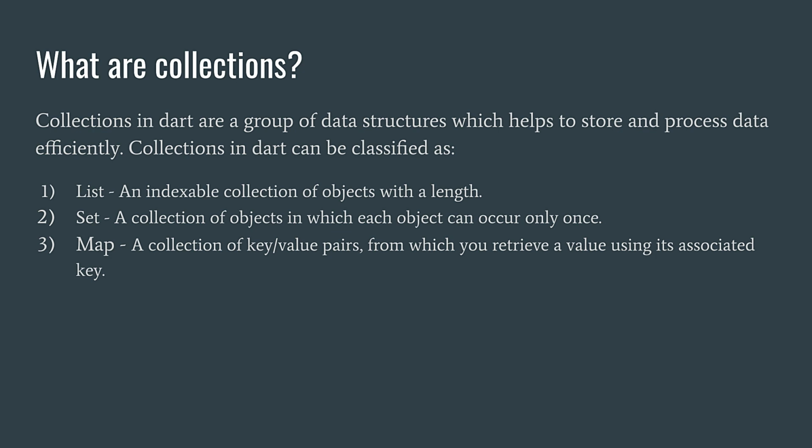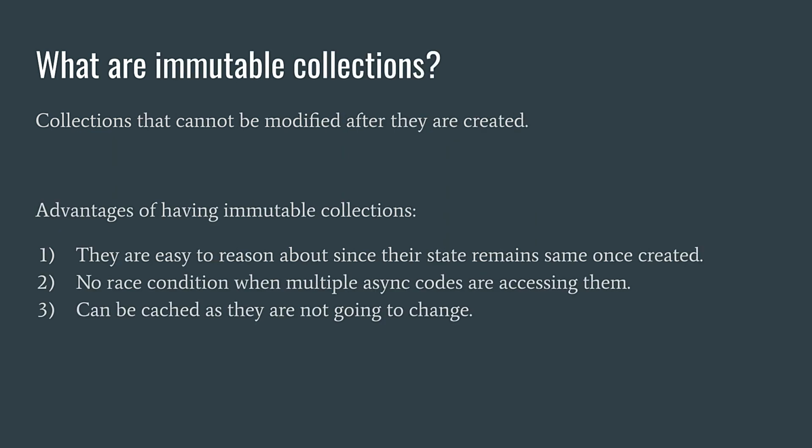What are collections? Collections in Dart are a group of data structures which help to store and process data efficiently. Collections in Dart can be classified as list, set, and map. A list is an indexable collection of objects with a length, whereas a set is a collection of objects in which each object can occur only once. A map is a collection of key-value pairs from which you can retrieve a value using its associated key.